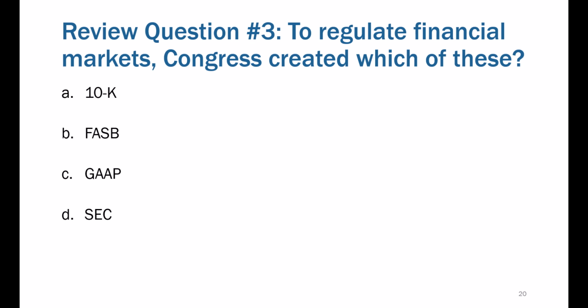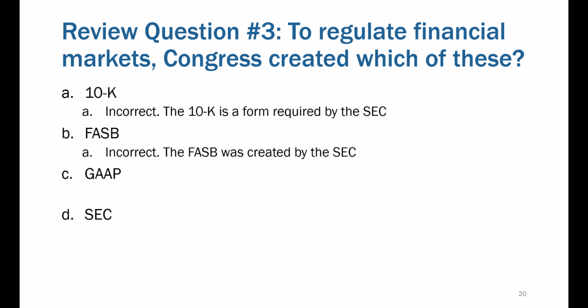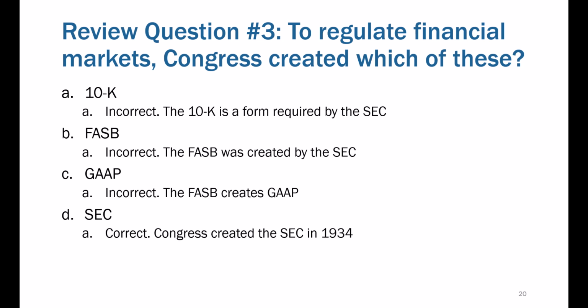Review question 3. To regulate financial markets, which did Congress create? 10K, FASB, GAAP, or SEC? Have any thoughts on that? Well, it's not the 10K. Okay, that's a form that's required. It's not the FASB. That was an organization that was created by the SEC. GAAP are the rules created by the FASB. SEC is correct. Congress created the SEC in the 1930s.